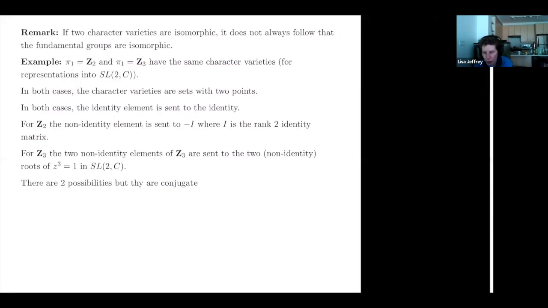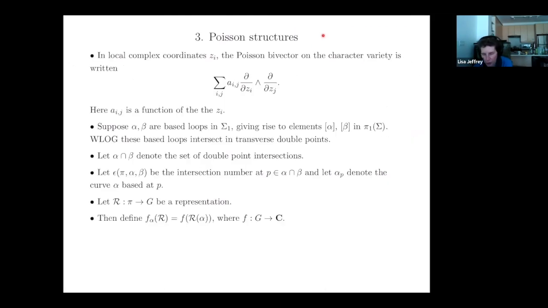So, wanting to get to Poisson structures. In local complex coordinates, the bivector of the character variety can be written like this. The a_ij are just functions of the complex coordinates z_i. Let's use notation where alpha and beta are base loops in the surface Sigma_1. So they give rise to elements [alpha] and [beta] in the fundamental group. Without loss of generality, these base loops intersect in transverse double points. And let's write alpha intersection beta just as the set of double point intersections.